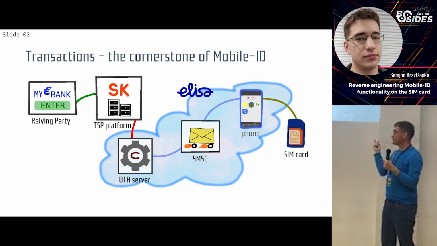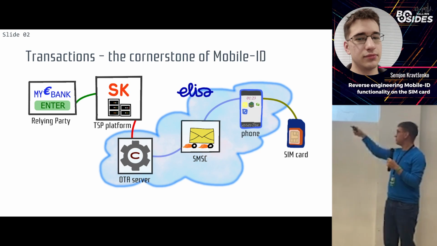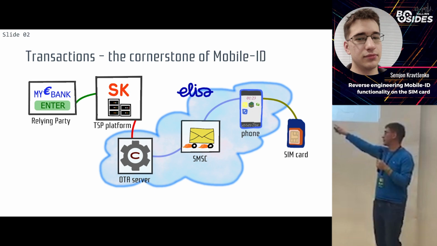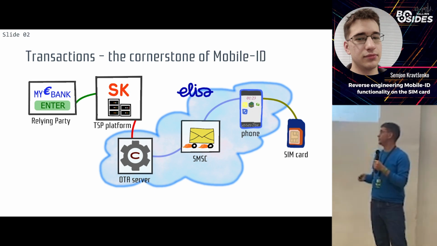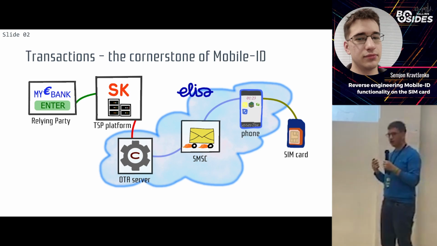And then the SIM card creates the signature, creates an SMS with this signature, delivers it to the phone, sends it to the OTA server, it in turn communicates the signature back to the mobile ID backend, also called the TSP platform. And then the TSP platform returns the signature to the e-service. And so the relying party had got the signature, and the transaction was successful.